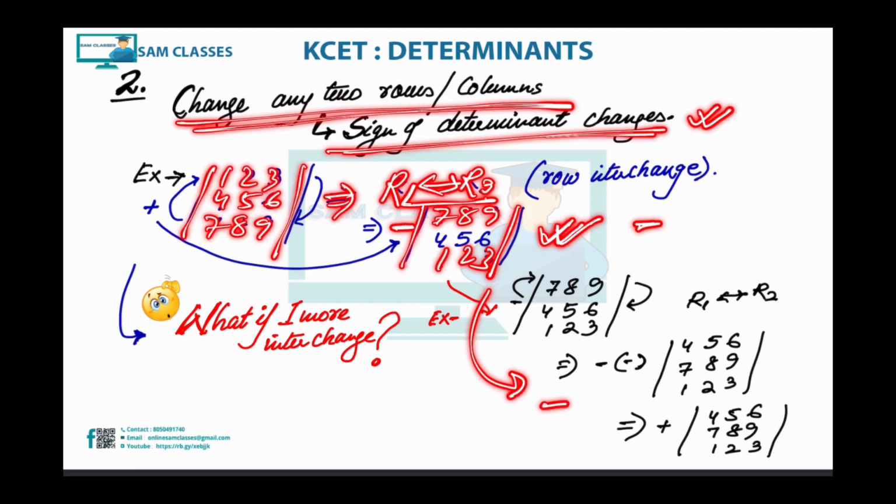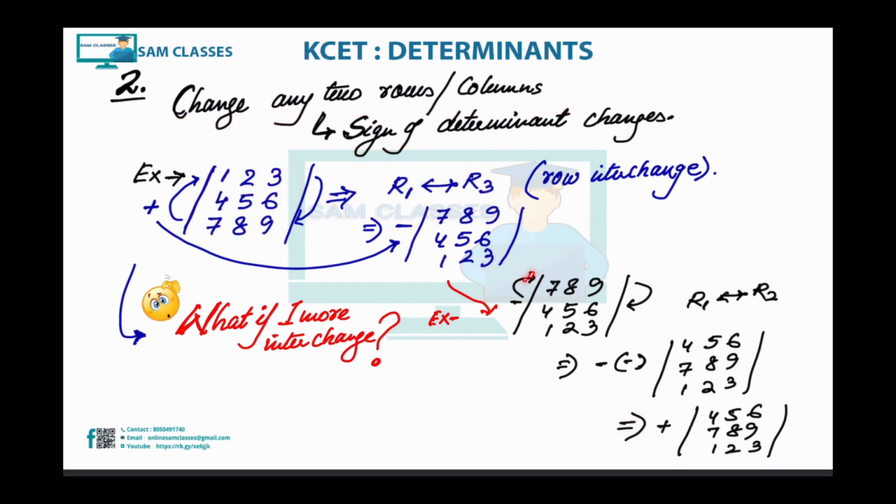If we do two interchanges, what will happen? Negative and negative will make what? Positive. In real life, it doesn't happen. So don't make one mistake. After that, you make one more mistake. You'll end up in a bigger mistake. Don't do that. Okay. Now let's see, students.